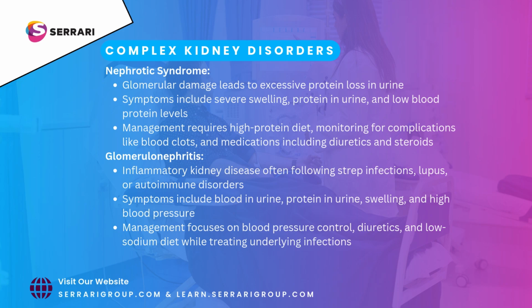Glomerulonephritis. Inflammatory kidney disease often following strep infections, lupus, or autoimmune disorders. Symptoms include blood in urine, protein in urine, swelling, and high blood pressure. Management focuses on blood pressure control, diuretics, and low-sodium diet while treating underlying infections.